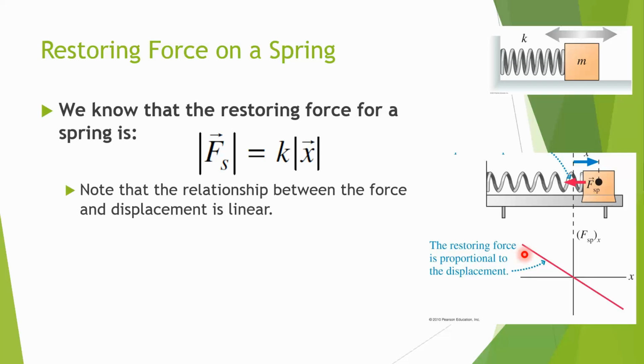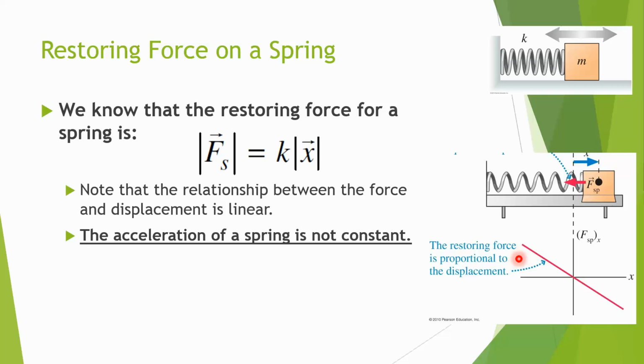Now you can also do a graph of the magnitude of the force and position, and that would look like this. It would have a positive force. But it's important just to know that the relationship between the force and displacement is linear. That means the acceleration of the spring is not constant. The spring has the most acceleration when it is the most stretched out. When it's in the center, it has zero force, so it has no acceleration. And then this acceleration increases as the force increases.